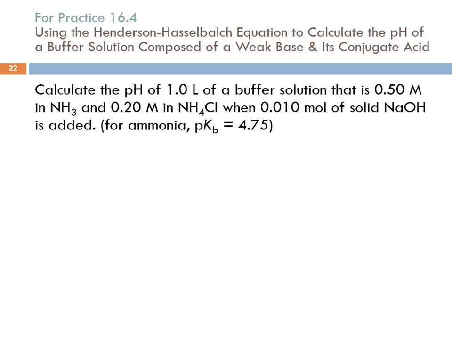Okay, so let's see if we can do this one a little faster. So we're adding sodium hydroxide. So we've got OH minus, and our buffer is ammonia and ammonium chloride. Which of those is going to react with the hydroxide? The ammonium chloride. And it's the ammonium part that's important, right? So those are going to react, and they're going to form water and ammonia.